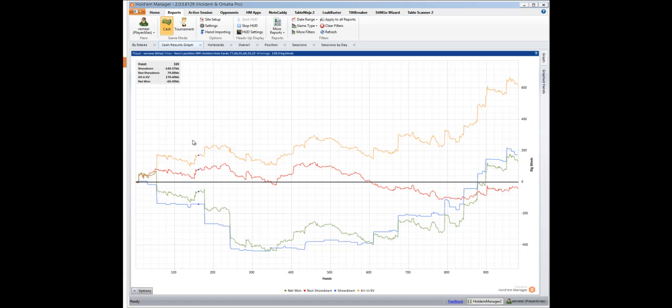So here's my graph for small pocket pairs from middle position. As you can see, a lot of it is just kind of ebb and flow, and I hit the occasional set, and that's when I end up getting paid. So that's pretty much what small pocket pairs are good for: hitting sets and extracting value. With the occasional bluff, my red line's fairly break even just because I'm raising and c-betting the occasional flop.